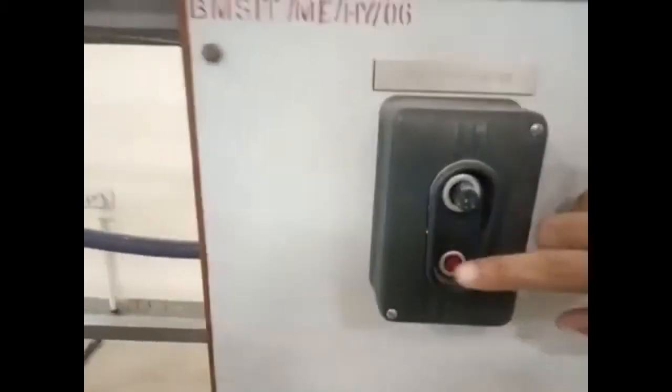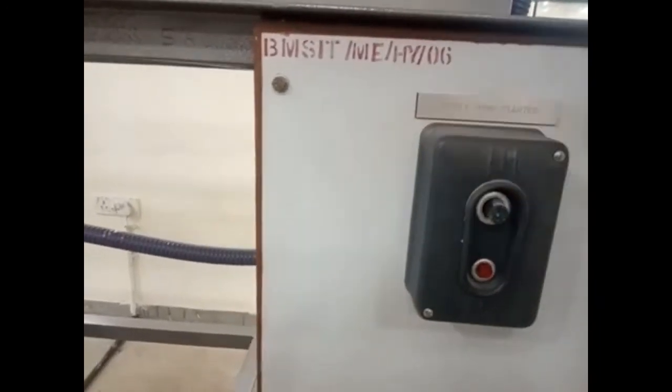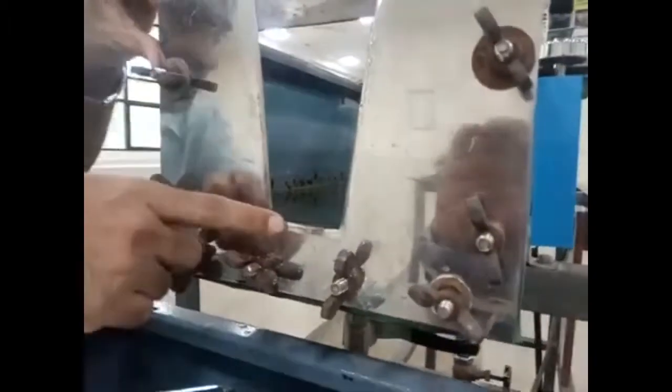Go to this red button, switch it off. What happens when you switch it off? There is no more pumping of water, no more water enters the open channel, and the water which is in the open channel will continue to flow out until it reaches the sill or crest.